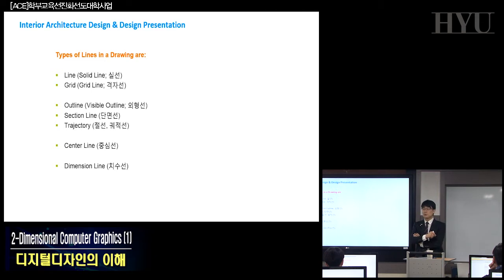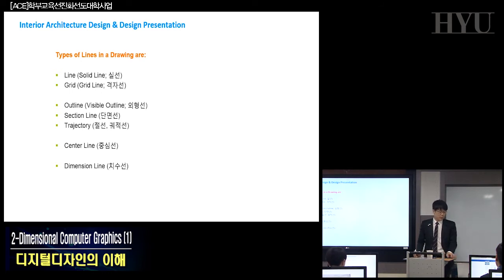First one, of course, line. Usually solid line and grid lines. Outline, section line, trajectory sometimes. They are all about your drafting. Architectural symbol, something about architectural symbols and some drawing styles. You can use some different line types, even by your CAD and some drafting tools. Exactly same to the work you are doing by hand in drafting course.